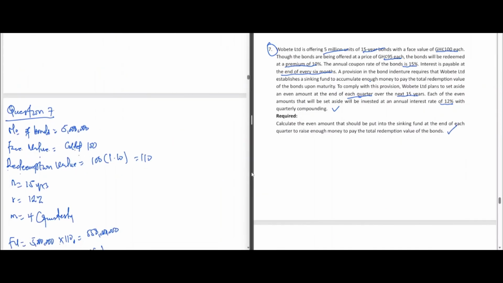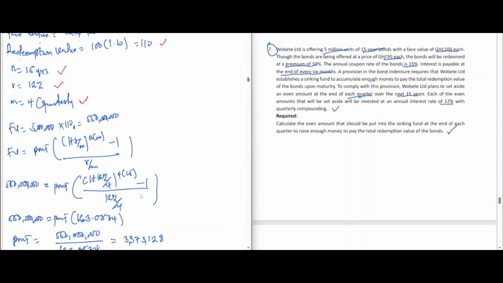From the question, we know the number of bonds is 5 million. It has a face value of 100 Ghana cedis. It will be redeemed at a 10% premium. So that means the redemption value will be 100 times 1.1, which gives us 110. For 15 years at an interest rate of 12%, quarterly compounding, which is our m per year. So our total redemption value at the end of the 15 years will be 5 million times 110, which would be 550 million.